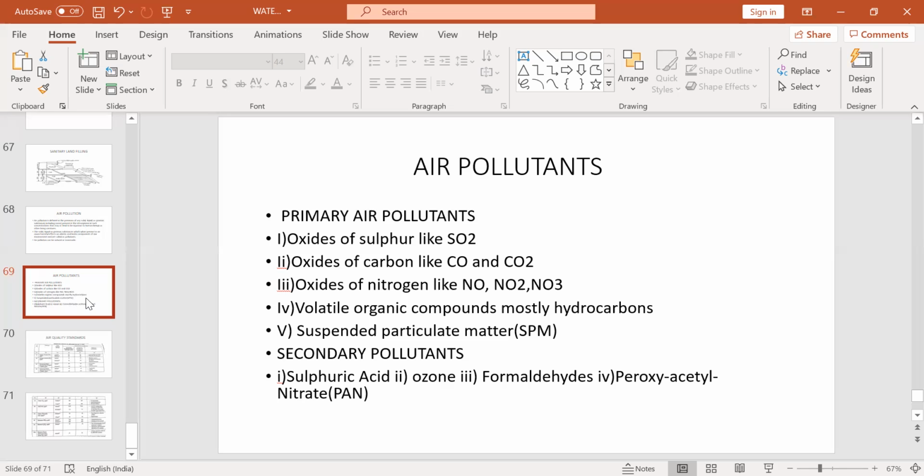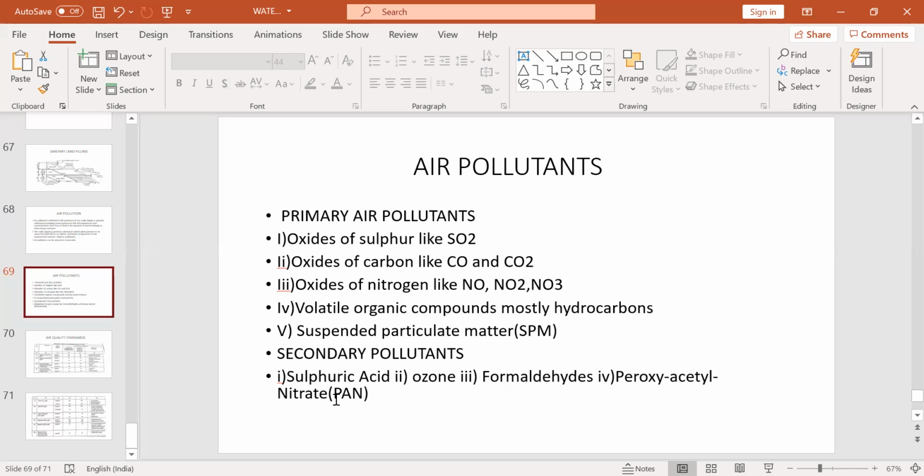Now, these primary pollutants often react with one another or with water with the help of sunlight to form an entirely new set of pollutants, which are called secondary pollutants. Some of these air pollutants, like carbon monoxide, react with oxygen to form carbon dioxide, or with ozone also sometimes. So some of these primary pollutants react with themselves to form secondary pollutants. The secondary pollutants include examples like sulfuric acid, ozone, formaldehydes, PAN.